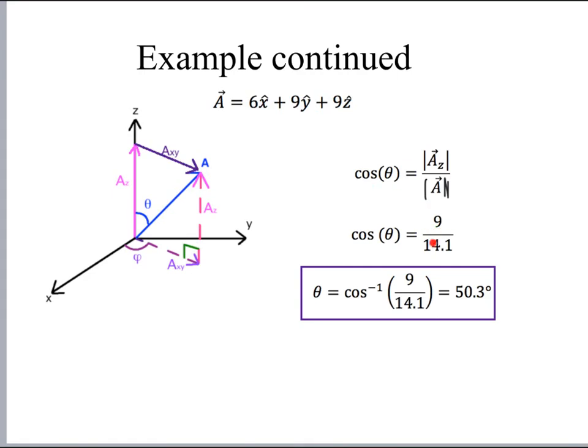And so I can simply plug in the numbers. We saw in the last slide that the magnitude of A was 14.1. The A_z component is 9. So plugging in the numbers, we get that theta is equal to 50.3 degrees.